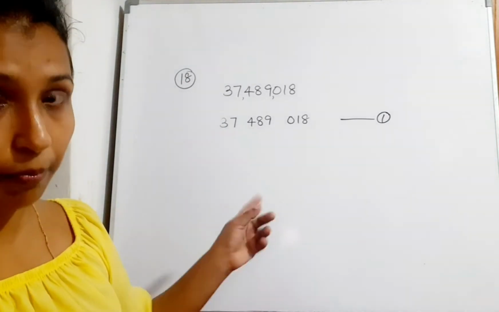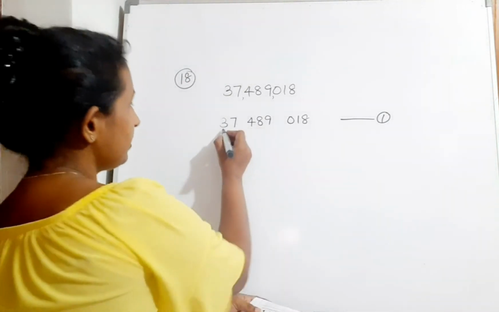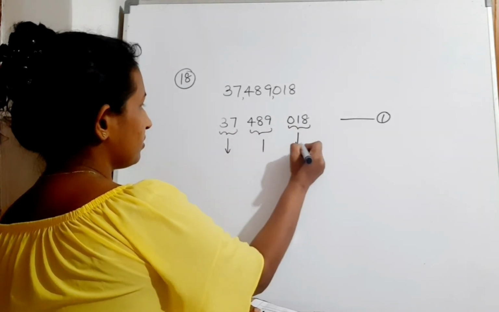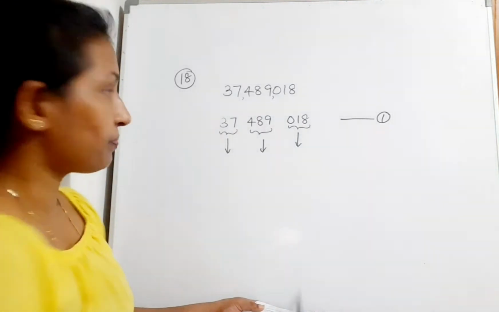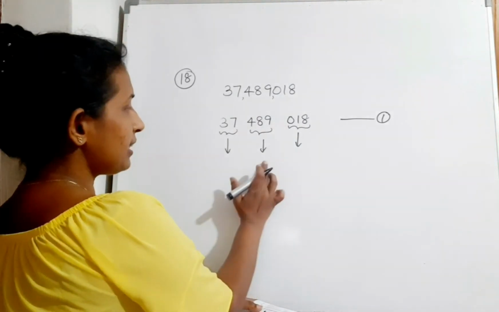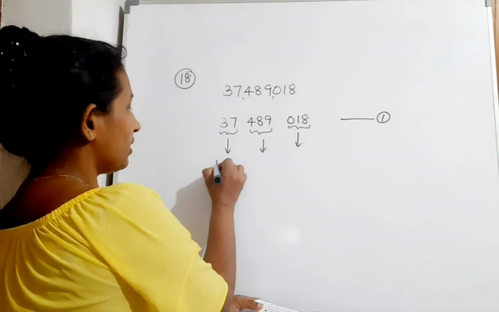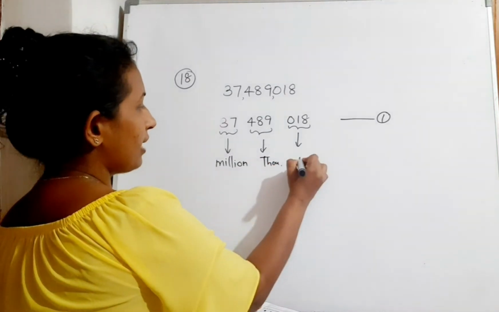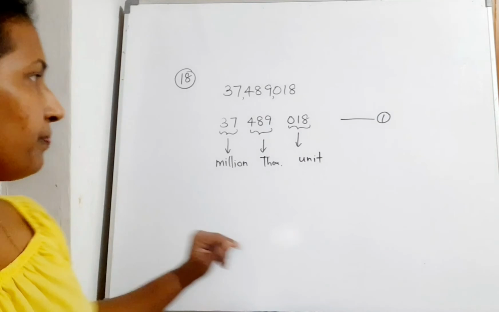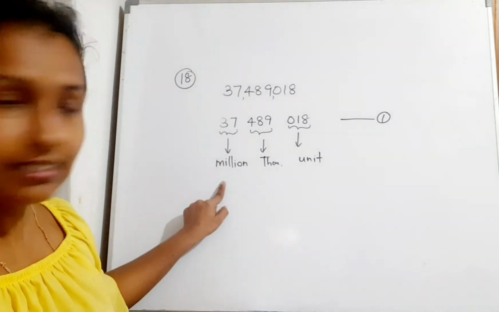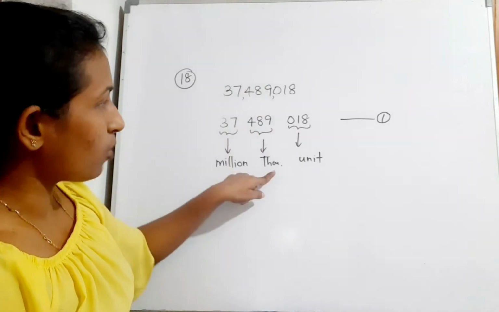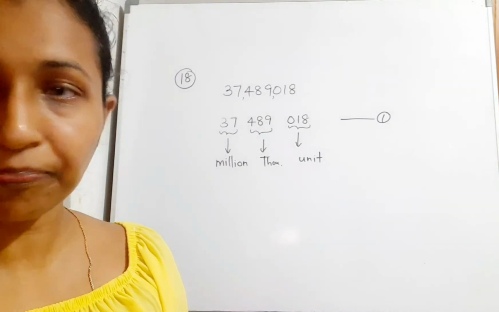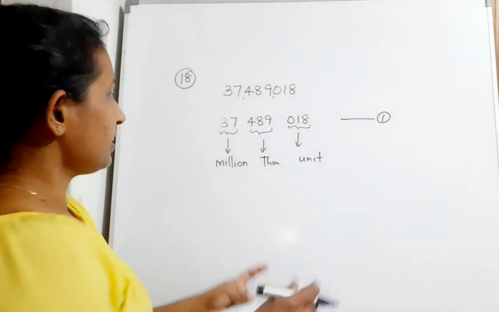Then you have to write that number in words. Yes, Putala. What are these groups? This one and this one. Then you can write it easily. This is unit group, thousand group and million group. Million group and thousand group and unit group. Then how to read this number? 37,489,018.